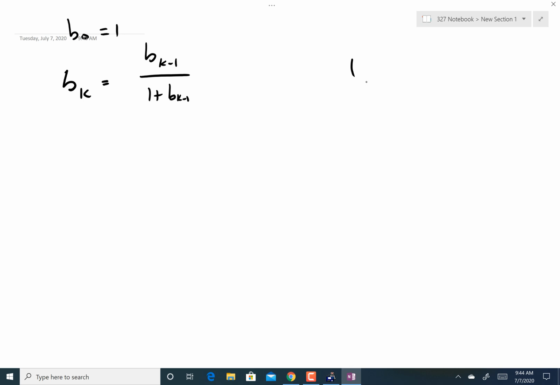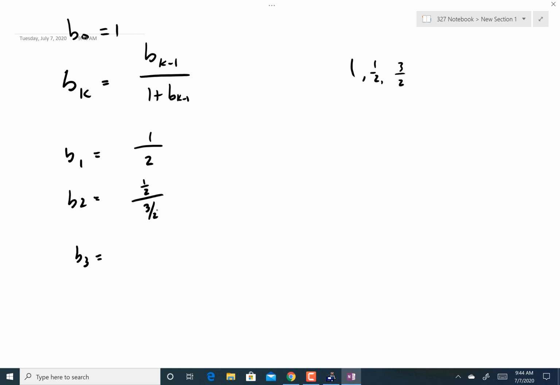Okay. So if I want the first term, that would be b1. It'd be equal to 1, the 0th term, over 1 plus 1, which is 2, so a half. If I want the second term, take a half. 1 plus a half is 3 halves. When you invert and multiply, you get 3 halves.